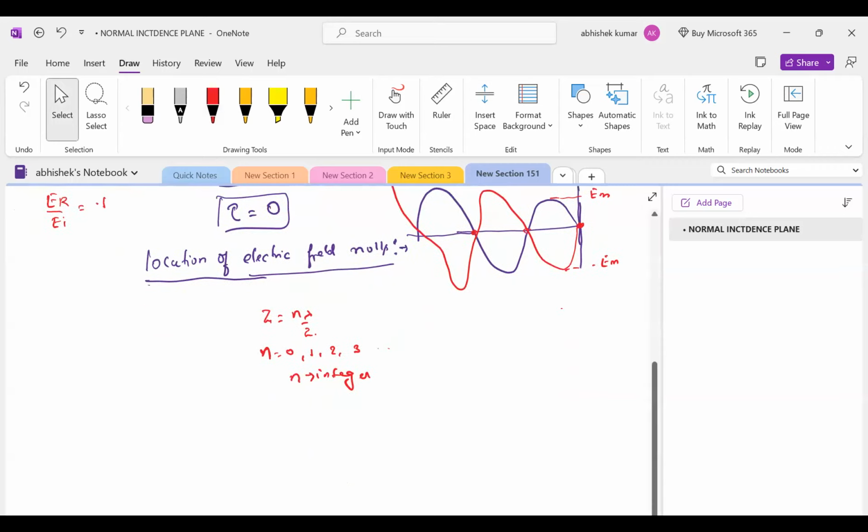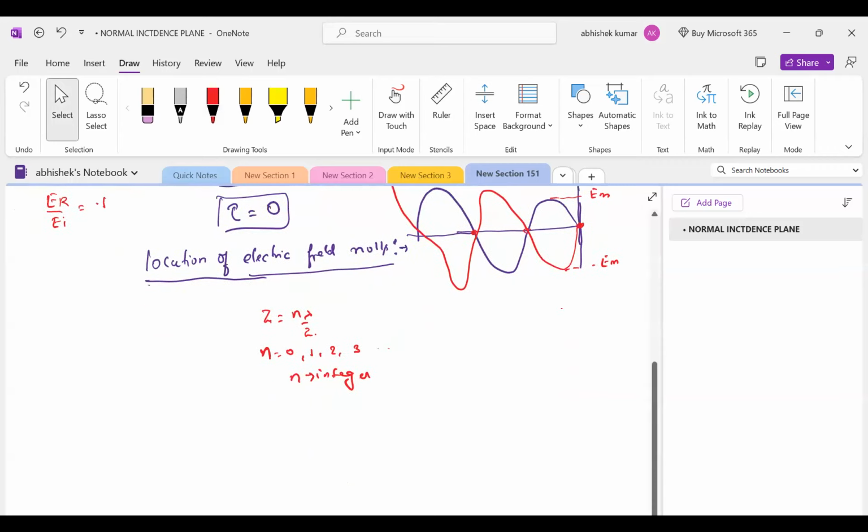Basically, we have a medium. Medium 1, medium 2, and we have E naught given as 100, right? Frequency is given as 150 megahertz, right? Intrinsic impedance is 100 ohm, right?